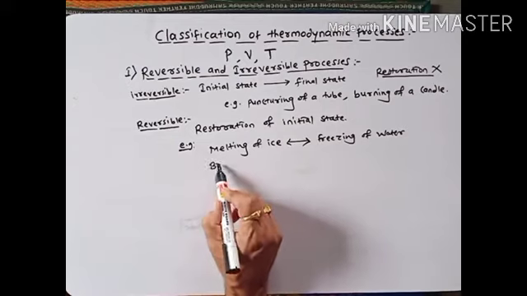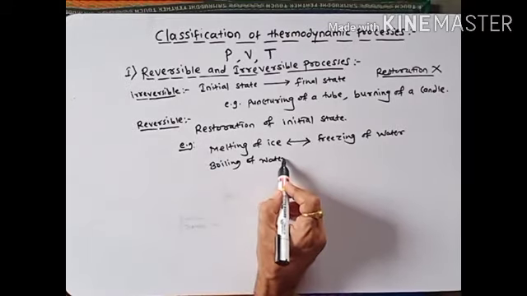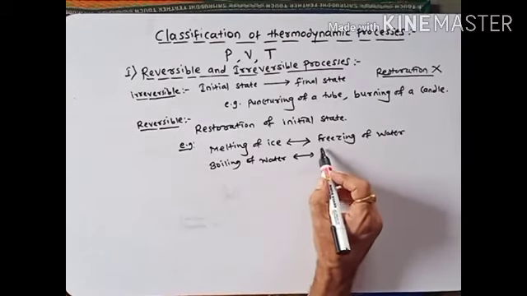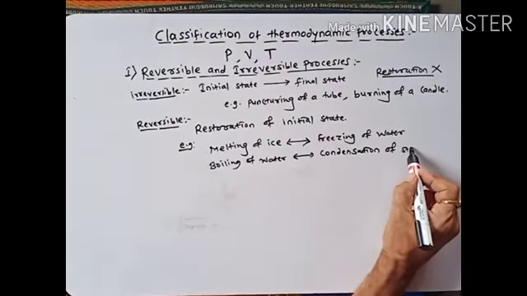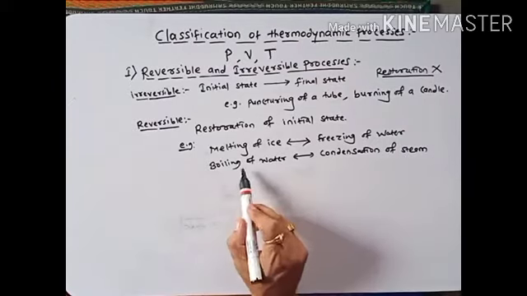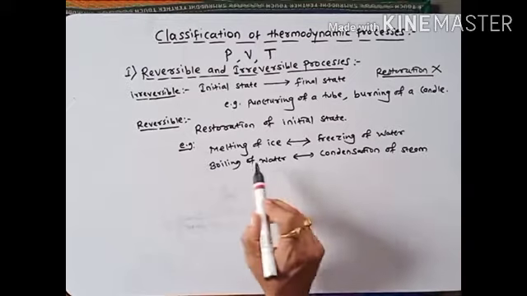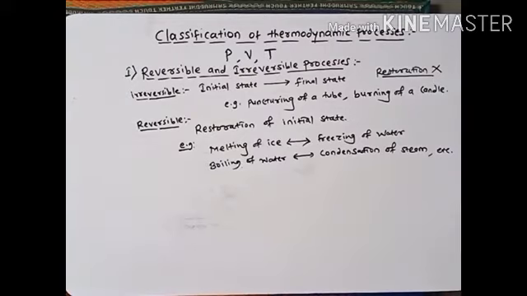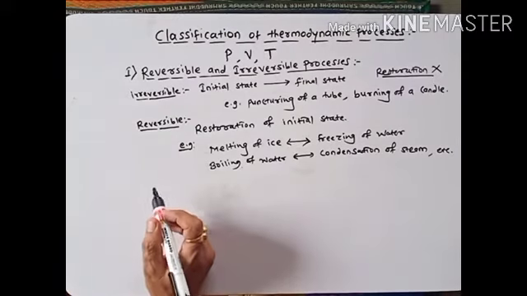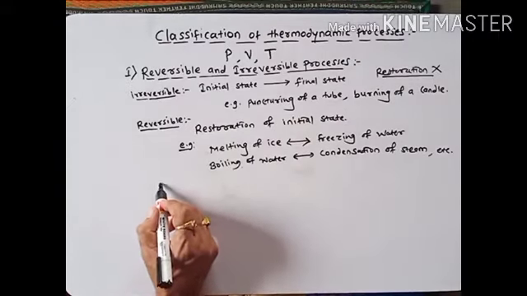We consider boiling of water, condensation of steam. That means whenever water is boiled, it gets converted into steam, and whenever we take some heat away, or we cool the steam, then it converts into water. These are some reversible processes. Now here we consider that the path traced in case of a reversible process is the same in both forward and reverse direction.